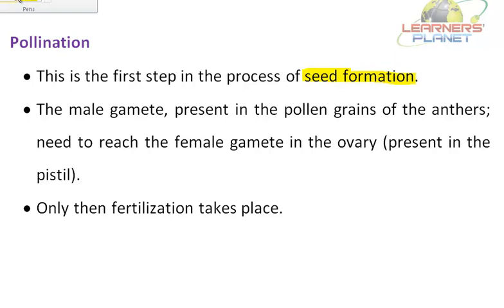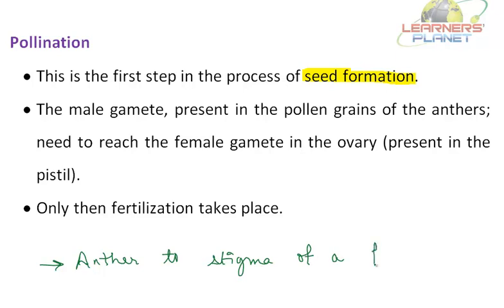Remember this students, we can say that pollination has occurred only when the pollen grains are carried from the anther to the stigma of a flower, right? Pollination is done by many agents, which is our next topic, the agents of pollination. Pollination occurs by insects like bees and butterflies, birds, wind and water.